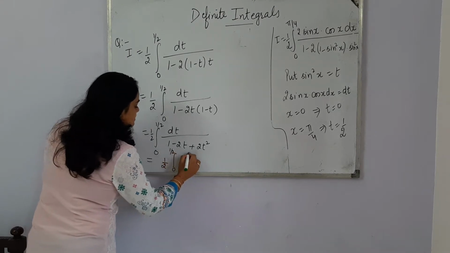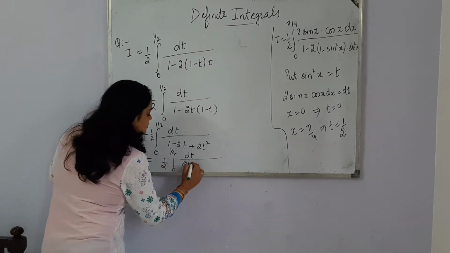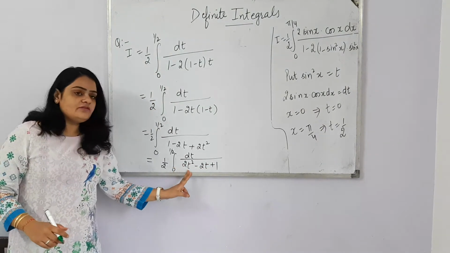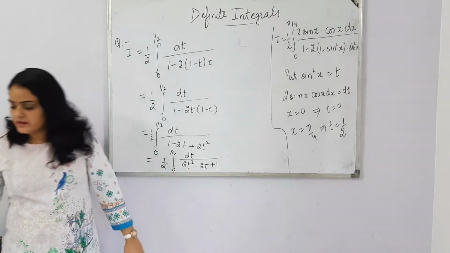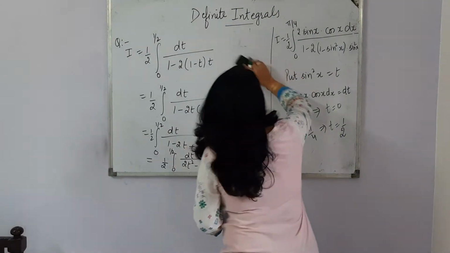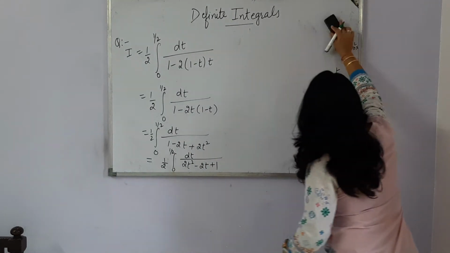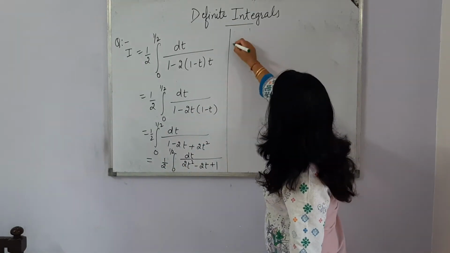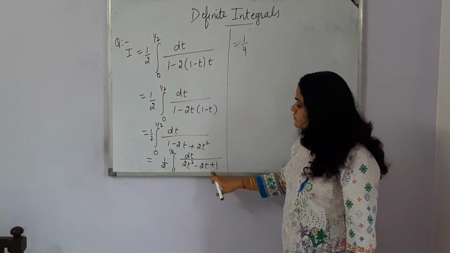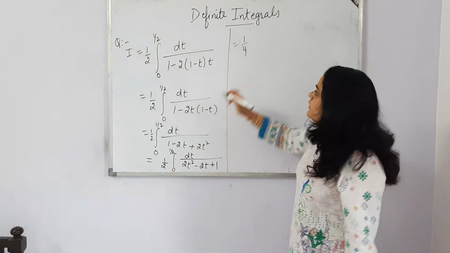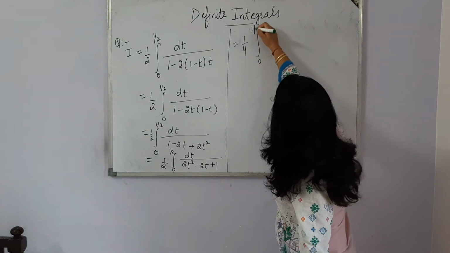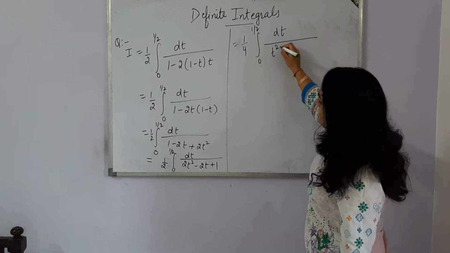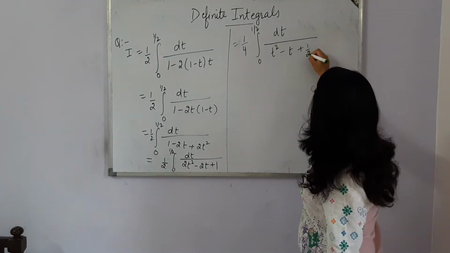Integral 0 to 1 by 2, dt whole upon 2t square minus 2t plus 1. We are having this equation. So first of all we need t square's coefficient to be 1. So I am taking 2 out. After taking 2 as common from the denominator, it becomes 1 by 4 outside, integral 0 to 1 by 2, dt whole upon t square minus t plus 1 by 2.